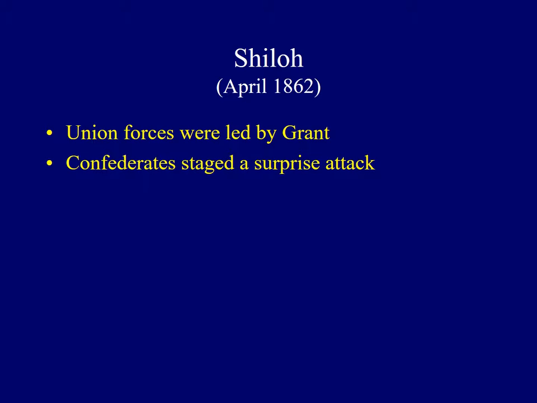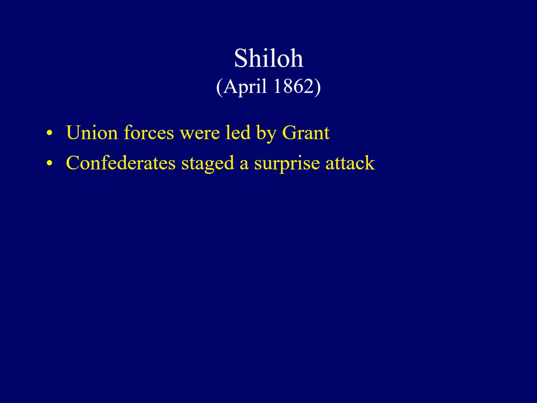Union forces were more successful in the West. At Shiloh, Union troops were led by General Ulysses S. Grant, who planned an attack on an important railroad junction in Corinth, Mississippi, on the border with Tennessee. In April 1862, Confederate forces staged a surprise attack on Grant's army.